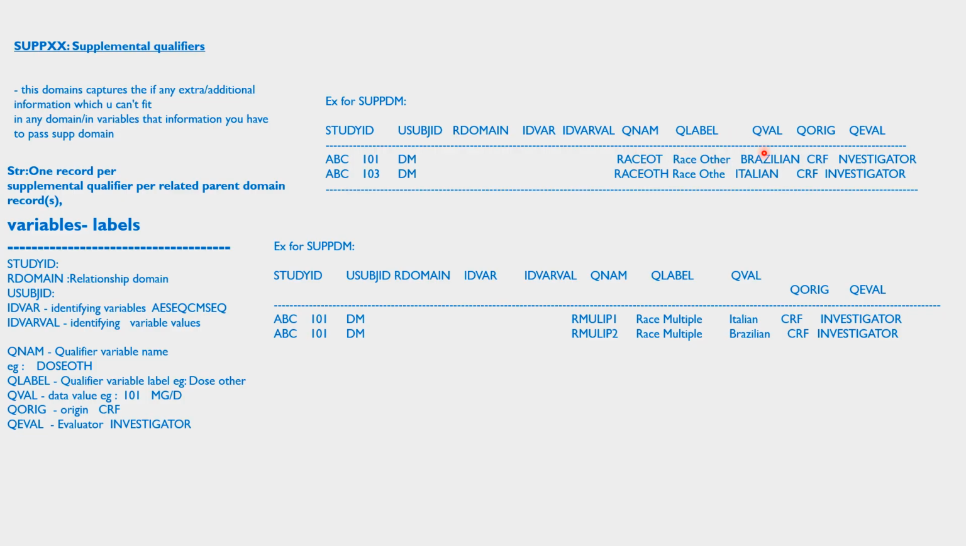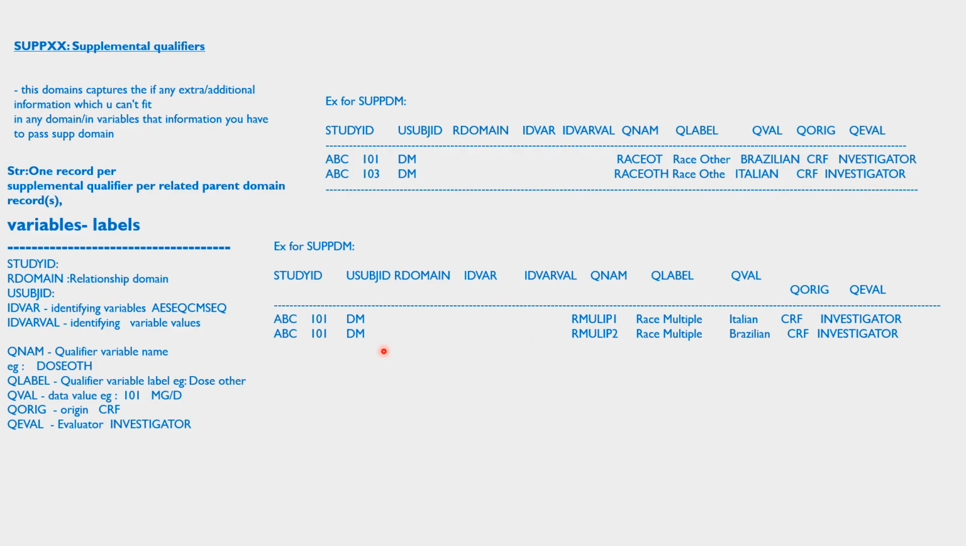So what is the value of this variable? Brazilian. Which origin did we collect the data from? CRF. Who evaluated it? The investigator. This is only for subject 101. One more subject also has a different variable, like race other. So we need to capture race other. The label will be race other, the QVAL will be Italian, the origin will be CRF and the evaluator will be investigator.